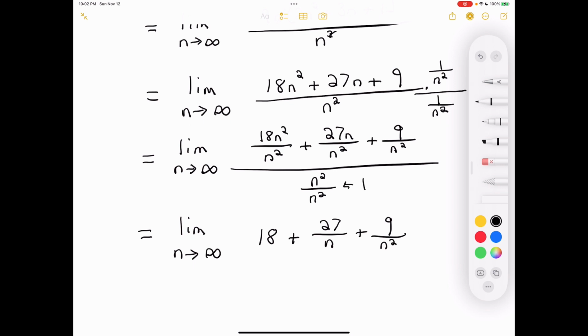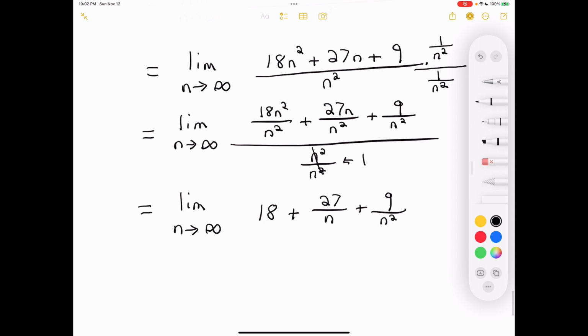This, of course, just becomes 1 n squared over n squared. And so we're left with the limit as n approaches infinity of 18 plus 27 over n plus 9 over n squared. Now we can finally take the limit. If limits at infinity are something you're a little rusty in, check my channel. I'll be posting a video soon on how to solve these and the various techniques.